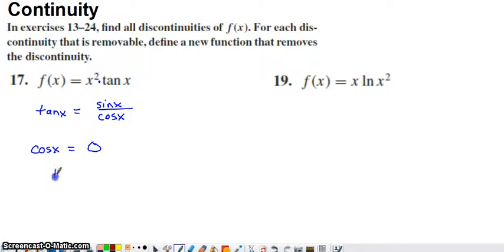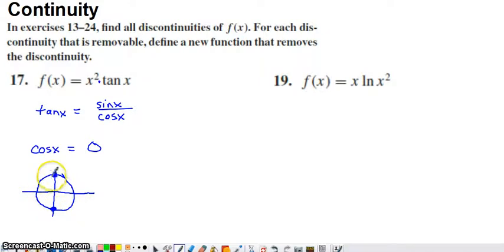So if we go to the unit circle, we should be able to use it to see when cosine of x equals 0. Any point on the unit circle is going to have coordinates x comma y given by cosine of theta comma sine of theta. We want to know where cosine is equal to 0, so essentially we want to know where on the unit circle the x coordinate is 0.